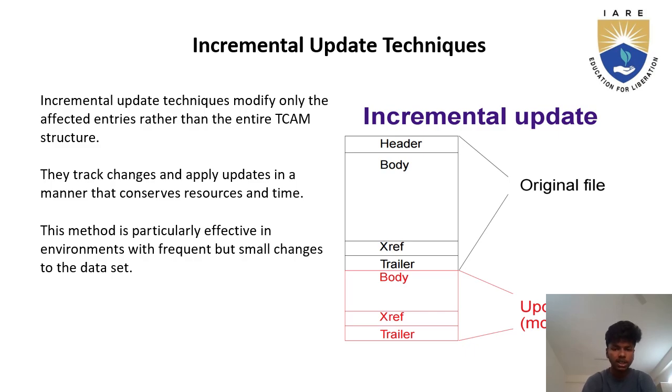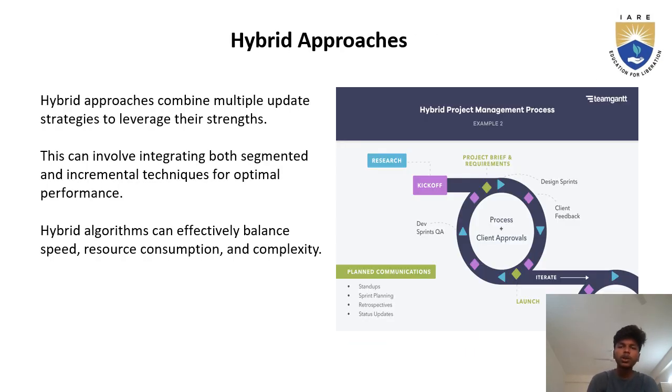Lookups performed in TCAM are actually forwarding table entries ordered by decreasing prefix length, choosing the first entry among all the entries that match the incoming packet's destination address. This is how incremental update techniques go in TCAM. Now let's talk about the hybrid approaches in it.